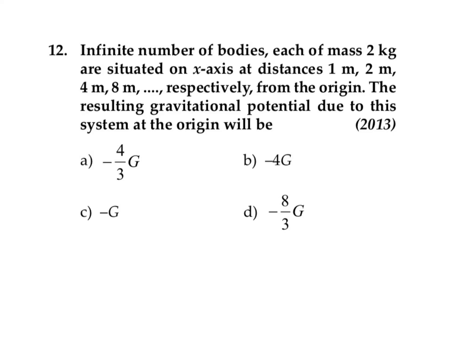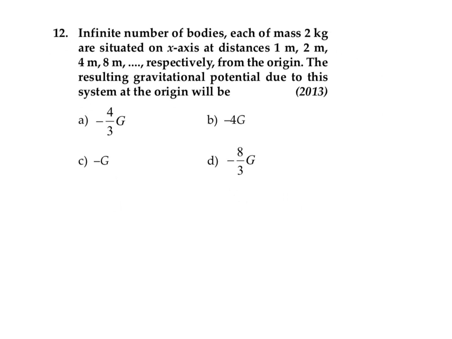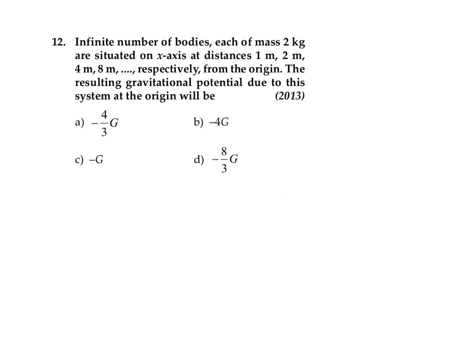Infinite number of bodies, each of mass 2 kg, are situated on the x-axis at distances 1, 2, 4, 8 meters respectively from the origin. The resulting gravitational potential due to this system at the origin will be... So just try to understand this question.